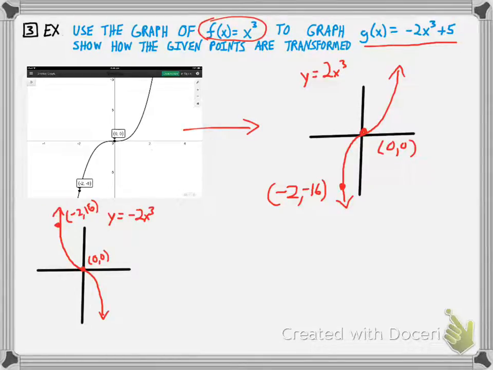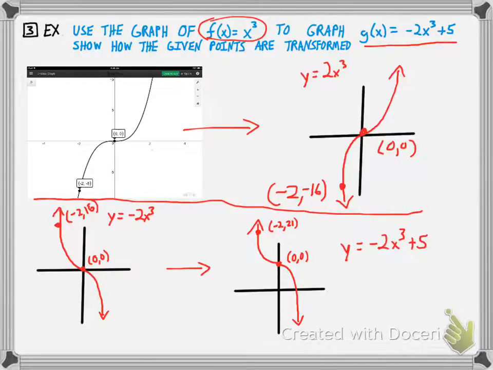Okay, next transformation is any reflection. Since I have a negative sign out in front of my function, I'm going to reflect this graph through the x-axis. Basically, the entire graph gets flipped upside down. Remember that the x-axis is your mirror. (-2, -16) becomes (-2, 16). Since (0, 0) is on the mirror, when you reflect that, it's not going to change that point.